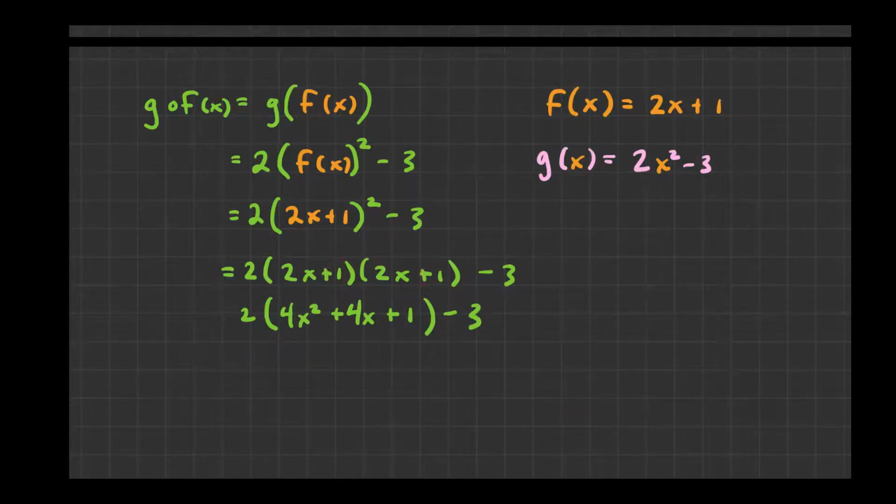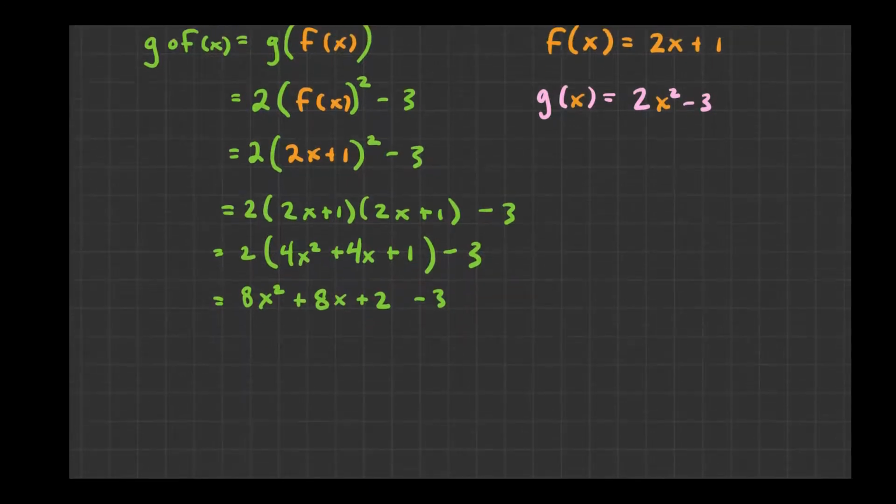Don't forget about the 2 out front here, right? This 2 is still important because now we are going to multiply all throughout those brackets using the distributive property. So this is going to be 8x squared plus 8x plus 2, all minus 3. And then finally, we'll clean up that constant. So 2 minus 3 is negative 1. So 8x squared plus 8x minus 1. There you have it.